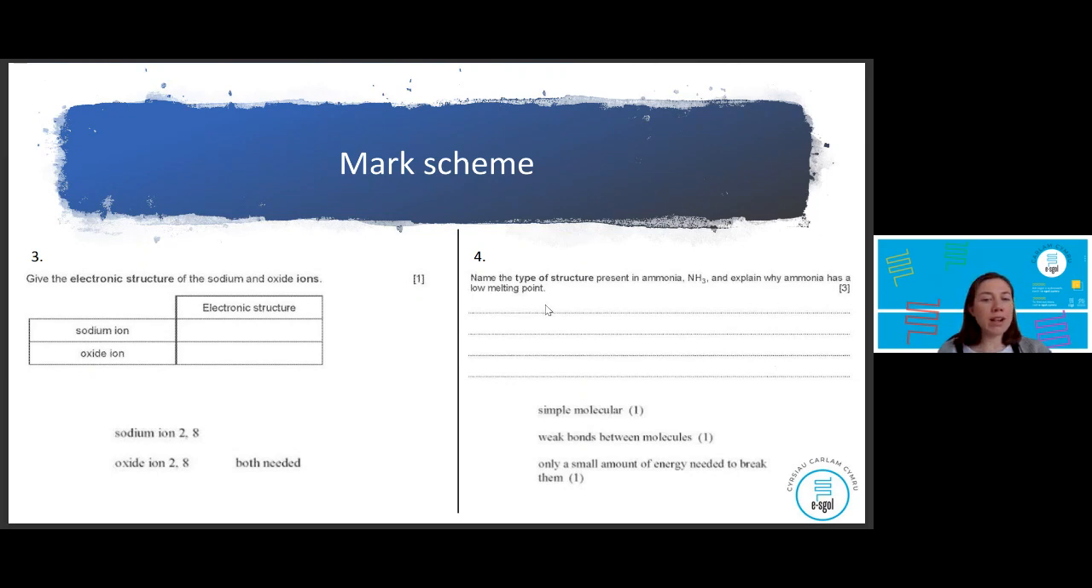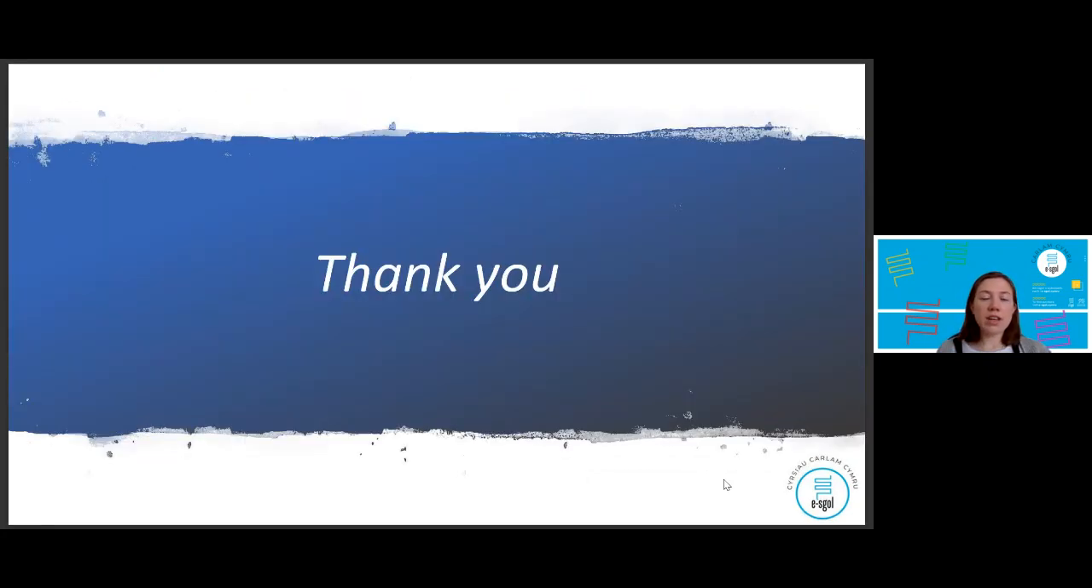Why does ammonia have a low melting point? Because even though covalent bonds are strong, the attraction between molecules, so one ammonia molecule and another ammonia molecule, is actually very weak. So these can break apart really easily with a little bit of energy. Only a small amount of energy is needed to break them. So there we go. Lots of things for you to think about, lots of questions.